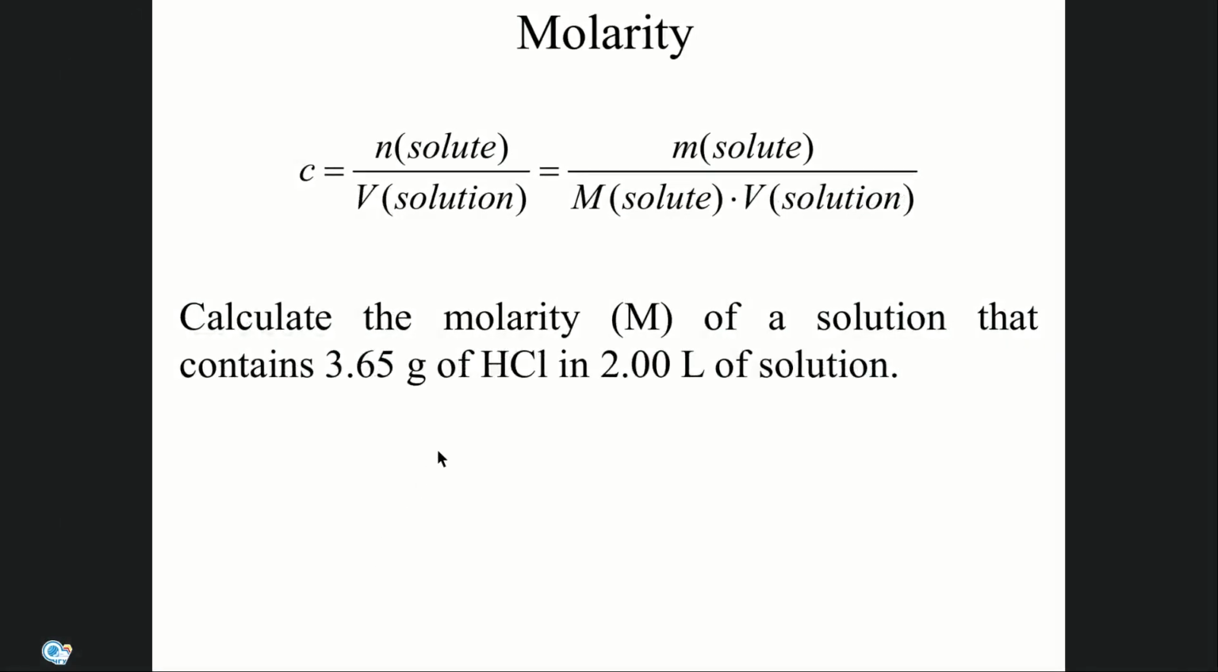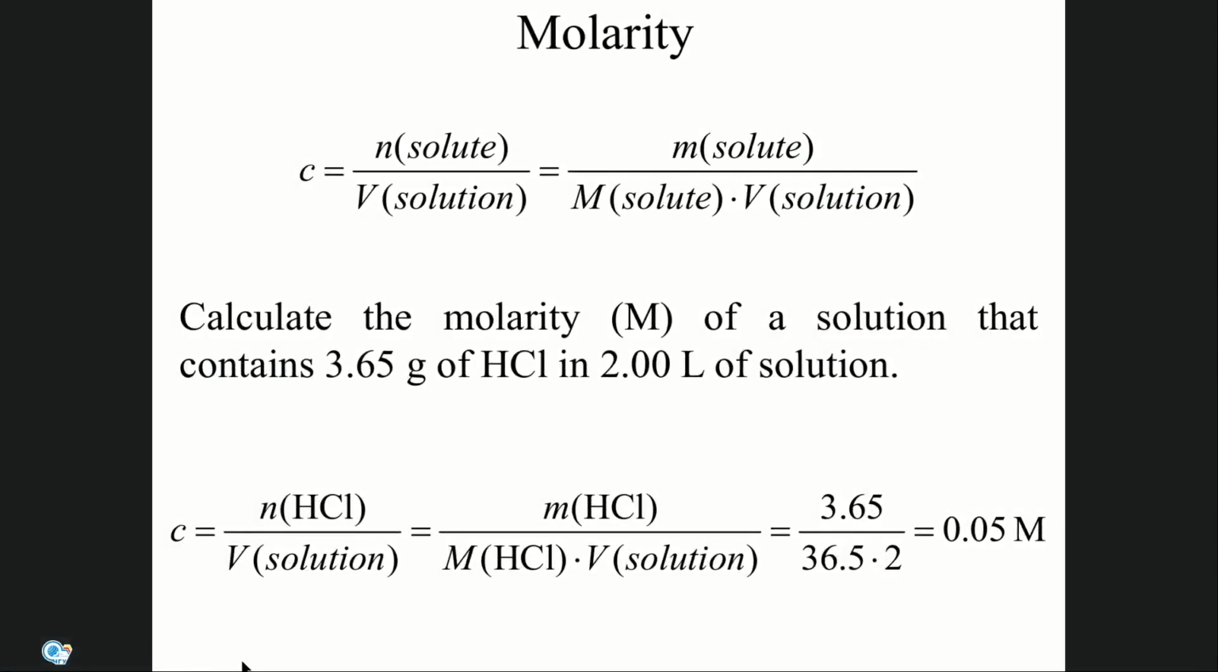Okay, let's also try to use these formulas, and let's calculate the molarity of a solution that contains 3.65 grams of hydrogen chloride in 2 liters of solution. If you use the mass of hydrogen chloride, the molar mass of hydrogen chloride and the volume of solution, we can calculate the molarity of the solution as exactly 0.05 mole per liter.